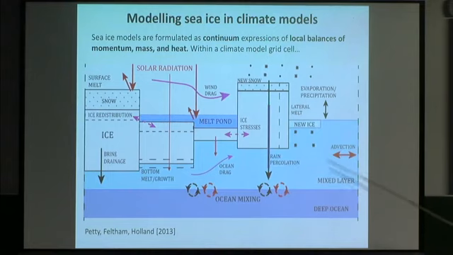So the point is there's a lot of stuff, okay? There's surface processes, basal processes, lateral processes, there's snow, there's sea ice, there's surface melt, there's brine drainage, there's snow ice formation, there's wind drag, there's ocean drag, okay? Oh, and by the way, there's ice stresses, okay? So that's what we're going to be focusing on today, but the point is this is in the context of a lot of stuff.